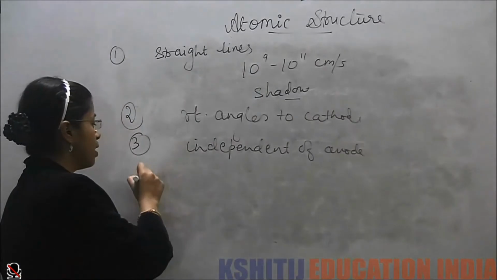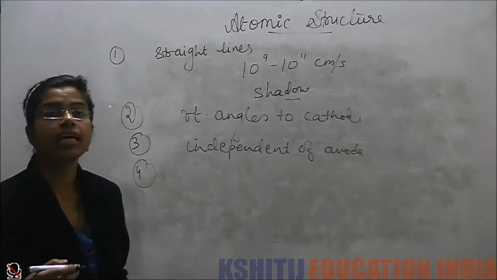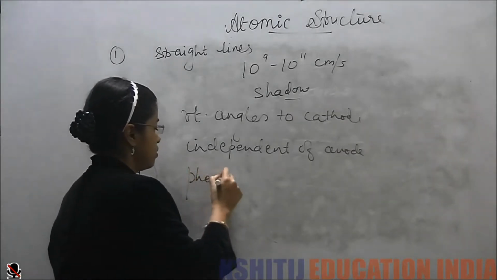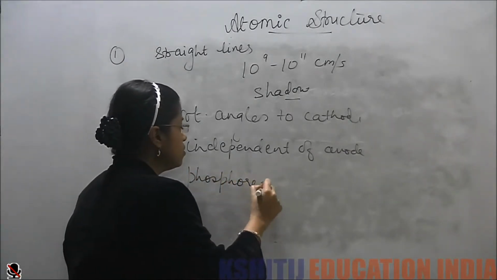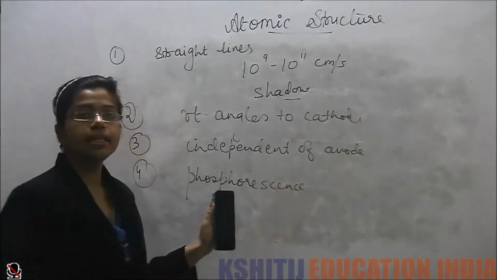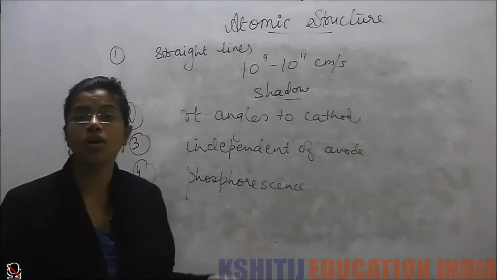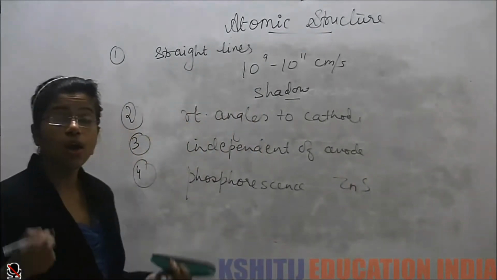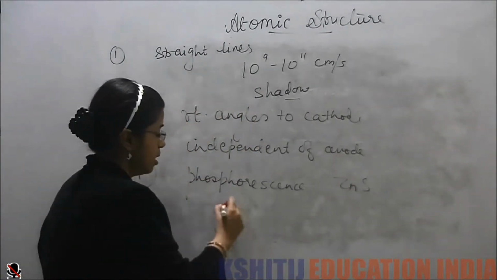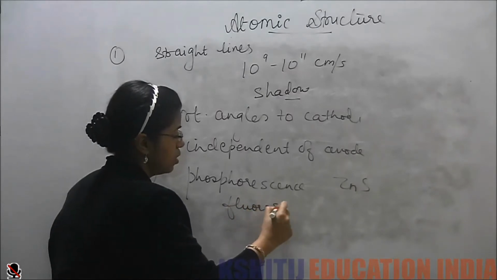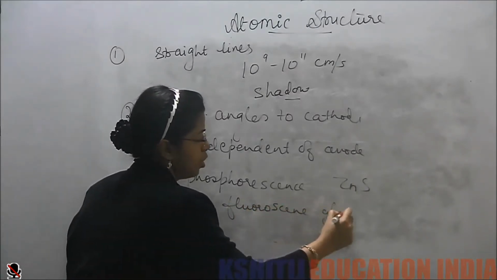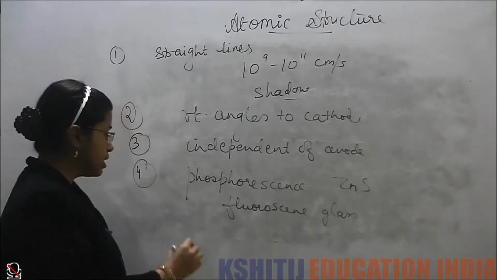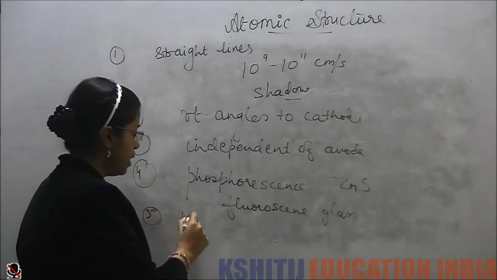The next property was that they produce phosphorescence on certain salts like zinc sulfide, and on striking glass, they produce fluorescence on the glass. They also affect photographic plates.